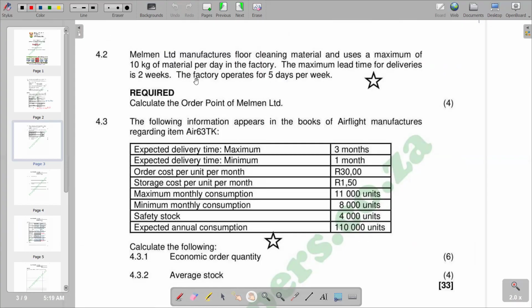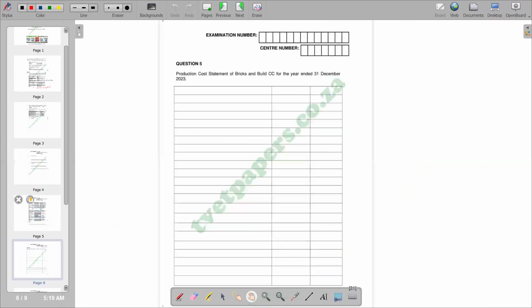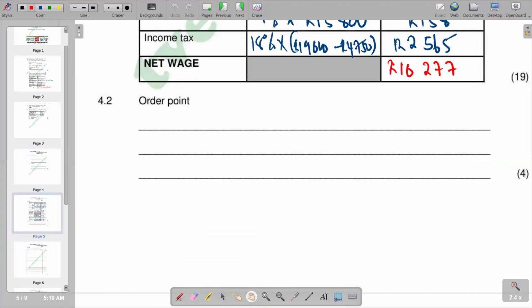So how do you calculate order point? We say maximum order period times maximum use. So we present it as such, whereby we are saying order point is equal to maximum order period times maximum use.